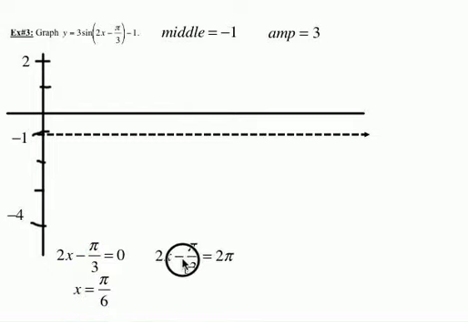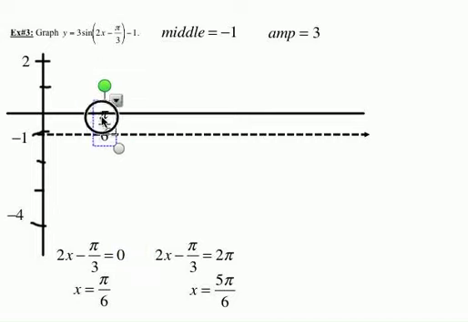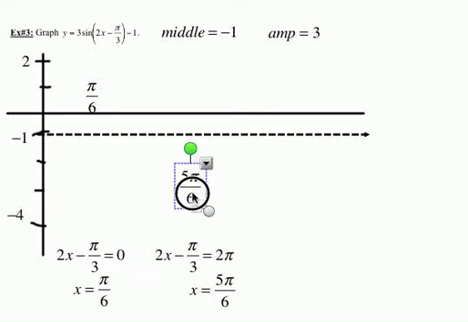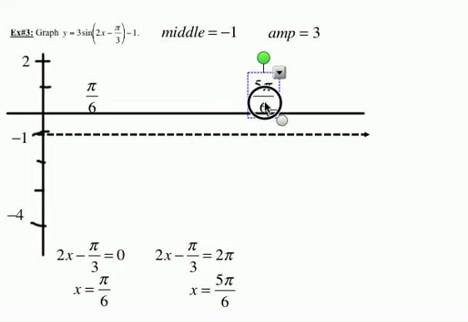Again, to find the end, 2x minus pi over 3 equals 2 pi, because that's where the graph normally ends. Solve for x. We add pi over 3 to both sides. Divide by 2. So x equals 7 pi over 6. So my graph is going to begin this time at pi over 6 and end at 7 pi over 6.